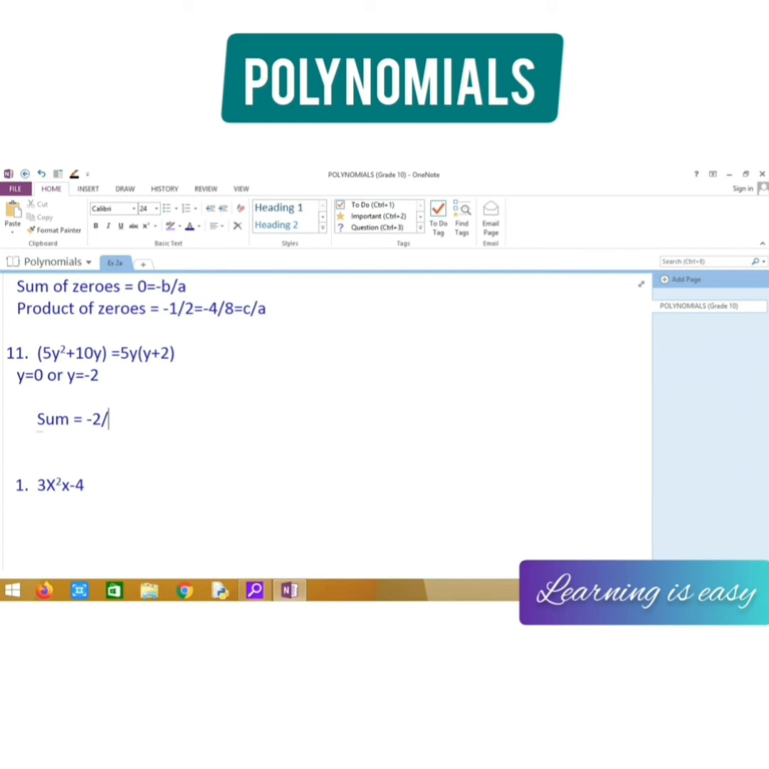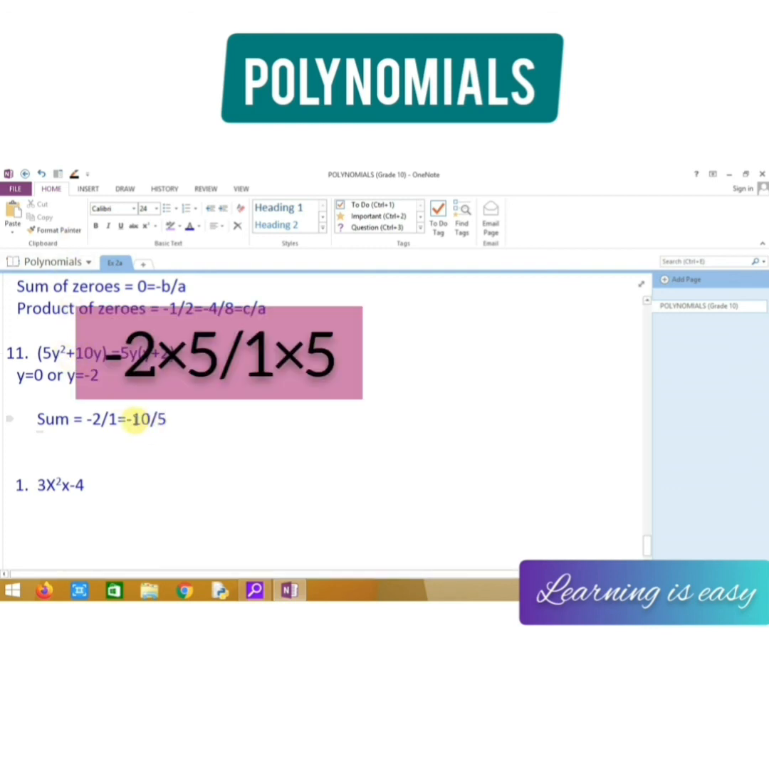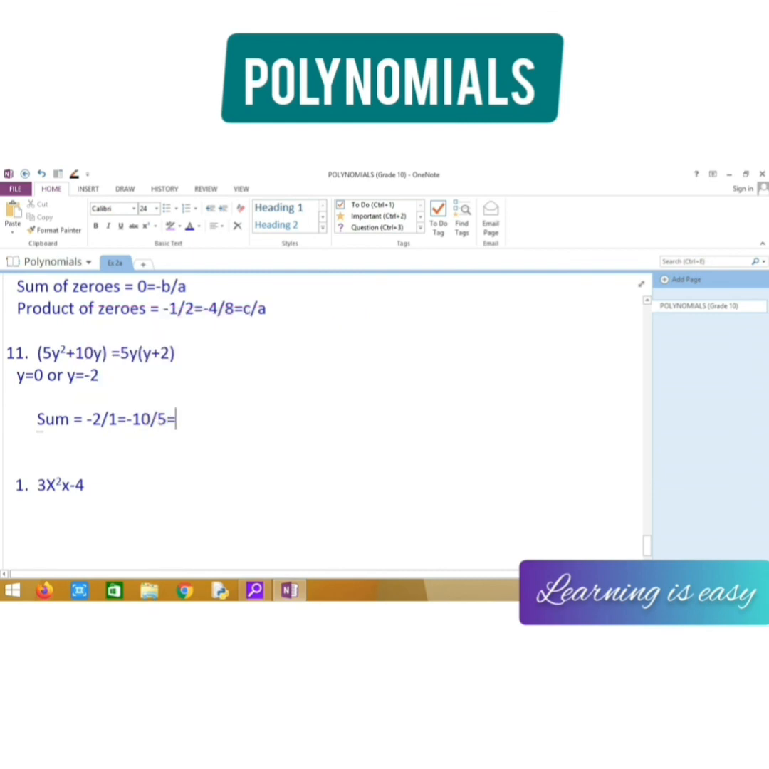We can just write an equivalent fraction by multiplying both numerator and denominator by 5. So we get the coefficients of y and y square, which are 10 and 5. Minus of minus is plus. Then the product is 0 into minus 2, which is 0. And we have seen already in the question there is no constant value. It just has two terms, one is y square, another is y. So the constant is 0.